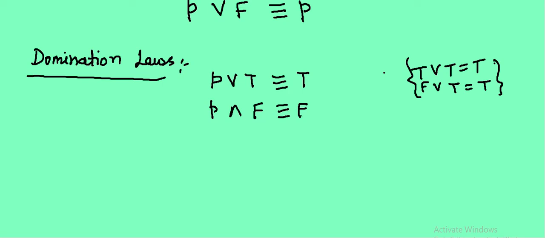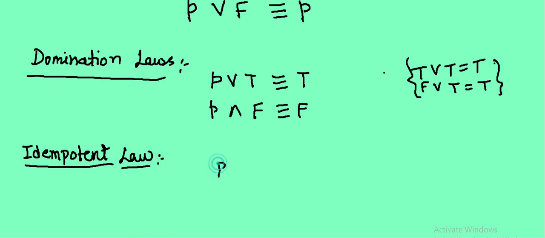So that's why it is proved. Okay, now we look for another law which is very much important, idempotent law. This law says that if we take the disjunction of P or P, then it will be P, and if we take P conjunction with P, then it will be P.